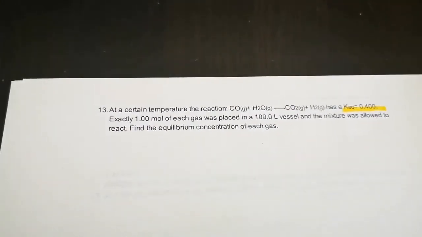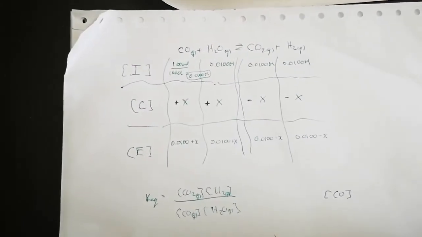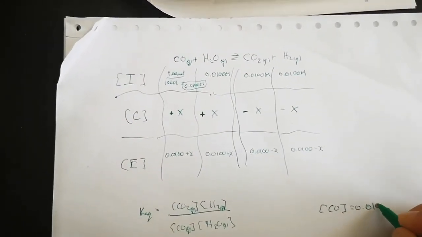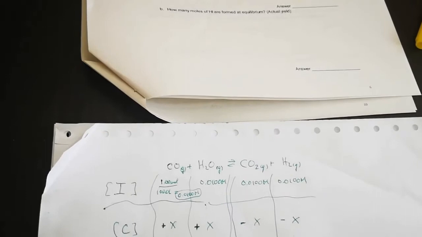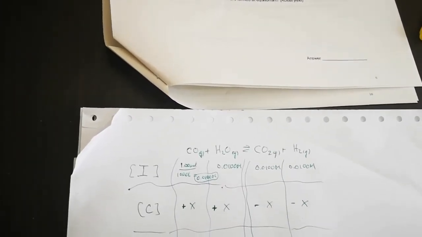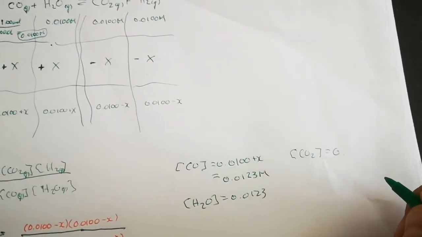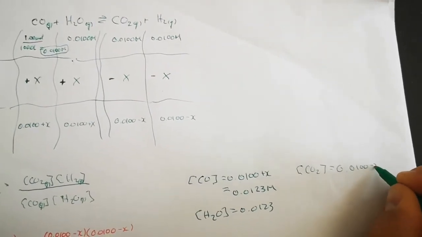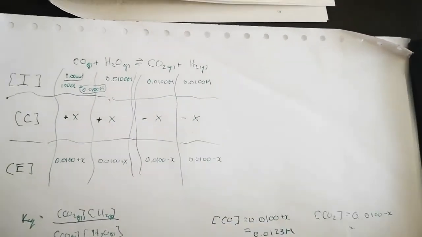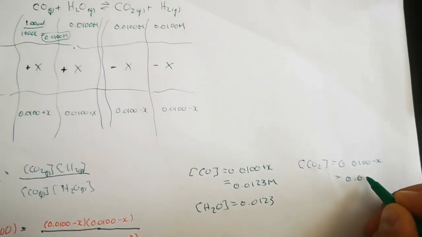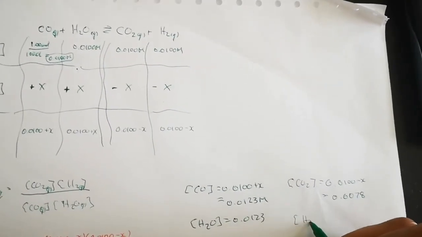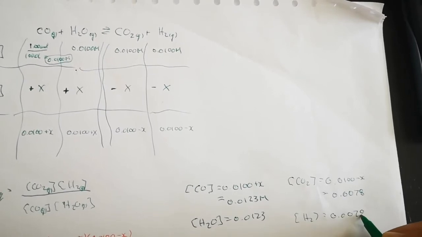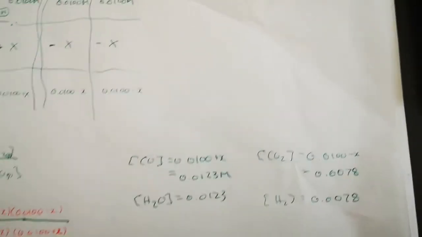So we have to find the equilibrium concentration of each gas. Well, the concentration of CO is equal to 0.0100 plus X. X is 0.00225. And that's our final concentration of each value.